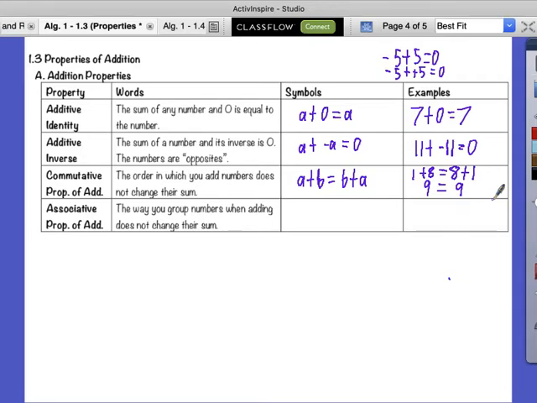Associative property: the way you group numbers when adding does not change their sum. So if I have (A plus B) plus C, that's going to be the same thing as A plus (B plus C). So if the parentheses are around the first 2 or the last 2, it doesn't matter for addition. Now once again, this is not saying that for subtraction, but this is for addition.